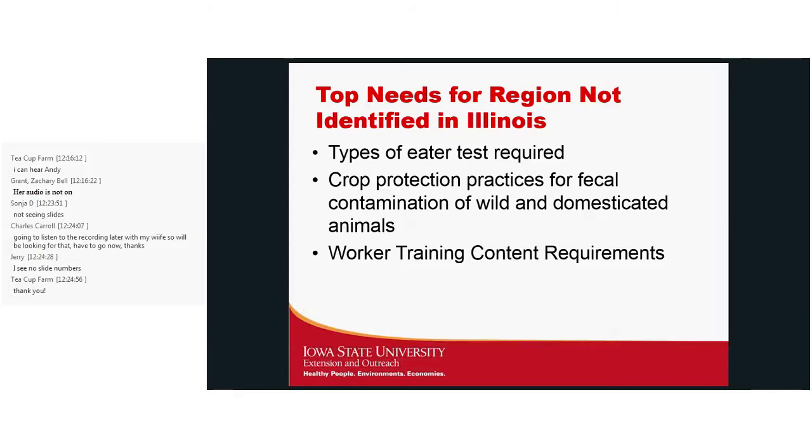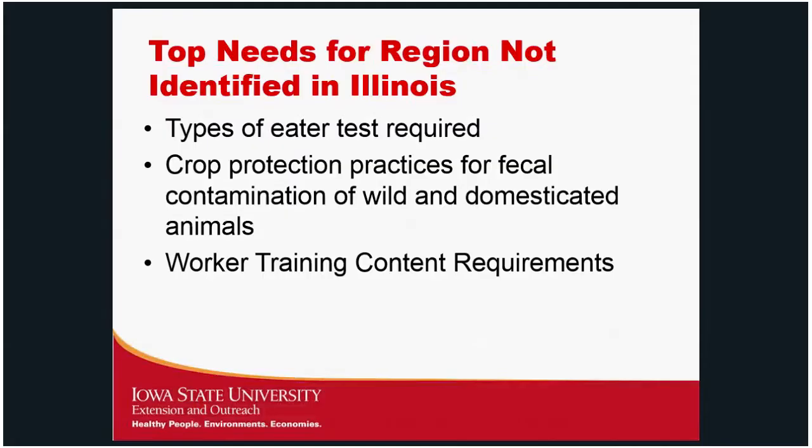So what are some of the top needs that were not identified by Illinois that other regions had? The number one need is the types of water tests required, and where to get them. Another one was thinking about crop protection from fecal matter. So what are some practical ways that you can prevent that? And then the third one is we need to train our workers. So what does that content look like? What are the requirements of the content as you think about that?